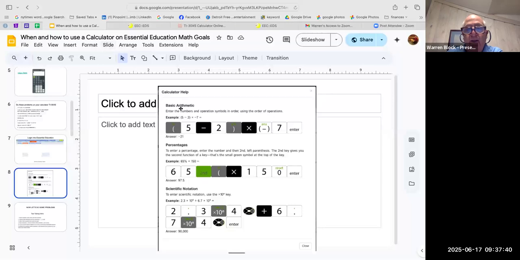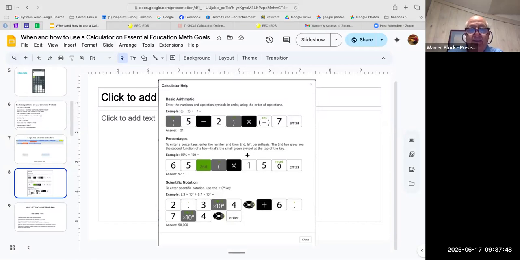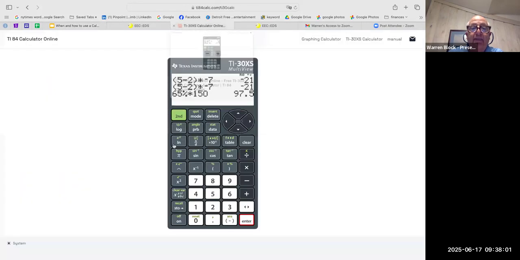Okay. We didn't go over the 10th power. Again, I'd just use a hat with 10, but we'll try doing this. 2 times 10 to the 4th power, plus 6.7 times 10 to the 4th power. So let's try that. 2 times, the 10th power key is in the 3rd column, 3rd row. And then we want to do the 4th power.